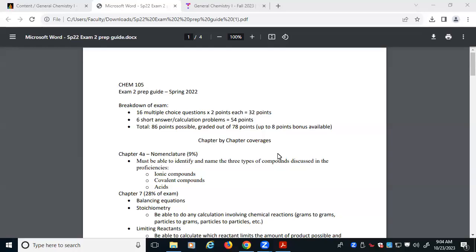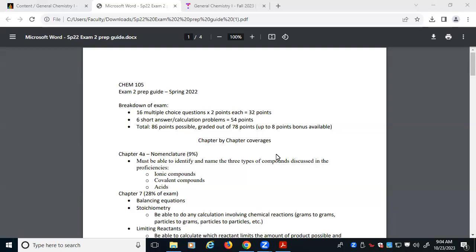So let's start off our review session today by talking about the exam itself. The prep guide here says spring of 22, but the format of the exam is exactly the same. The only real difference here is a slight nomenclature change because, when I changed textbooks, they changed from calling them chapters to calling them modules. So really, that's the only difference there.